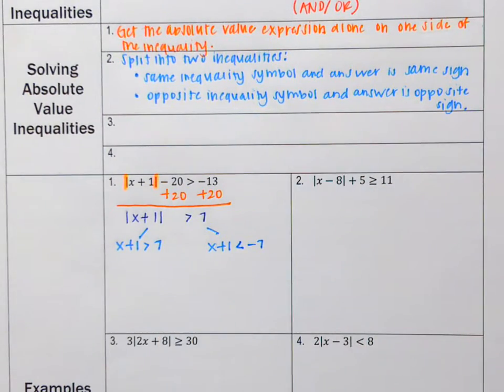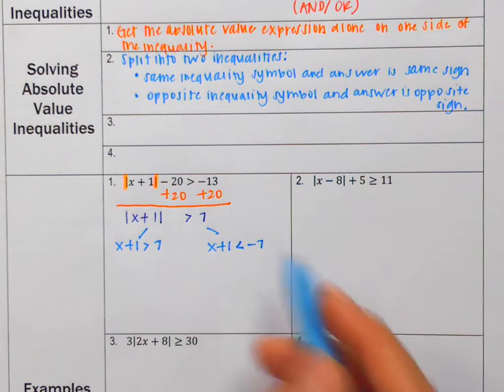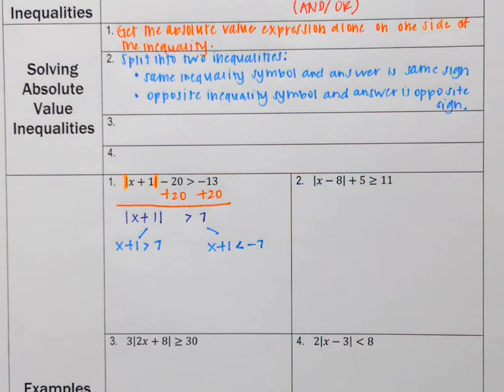So the reason we flip the inequality sign on the second one is to take into account that we're changing the sign too. It's kind of a similar idea behind when we divide both sides by a negative, we have to flip the inequality sign. It's the same here as well. So just like an absolute value equation, our next step is to solve each inequality separately.